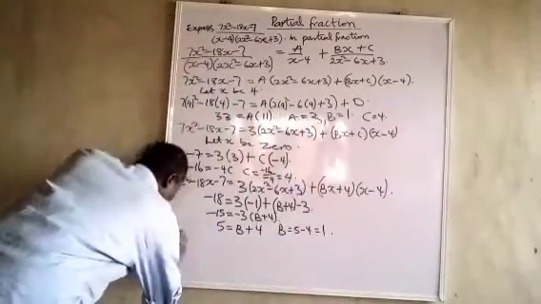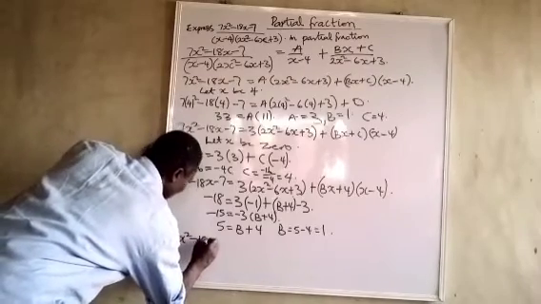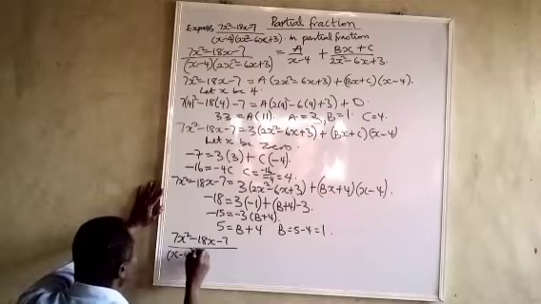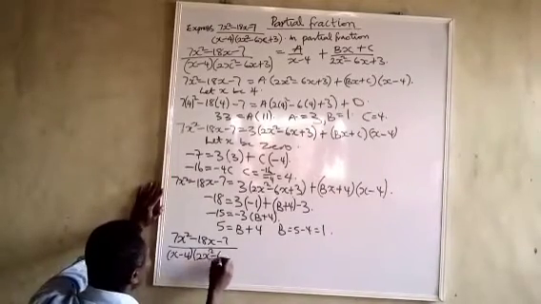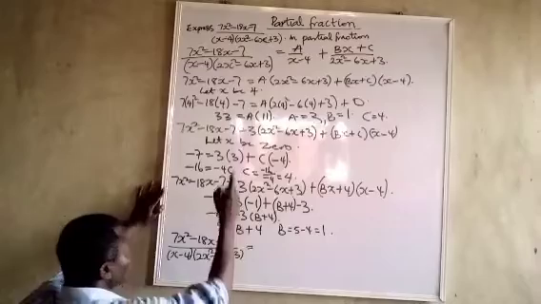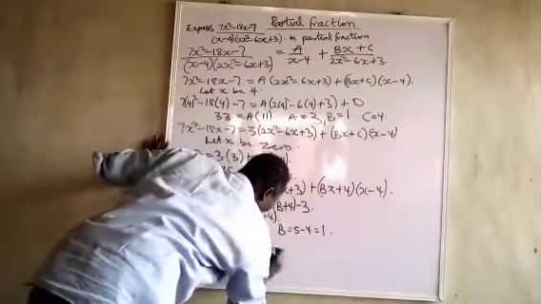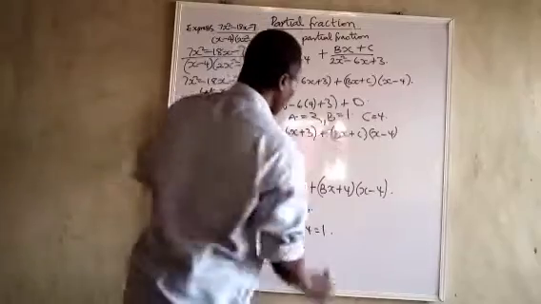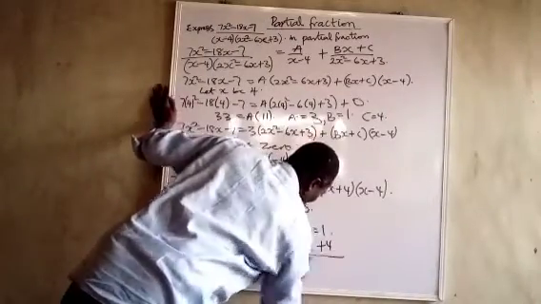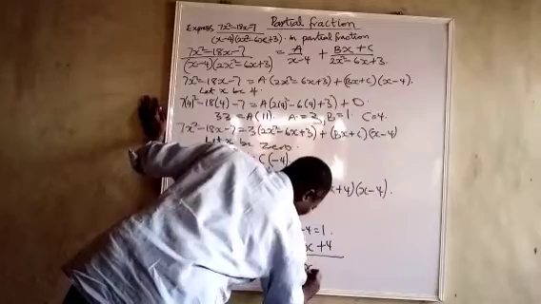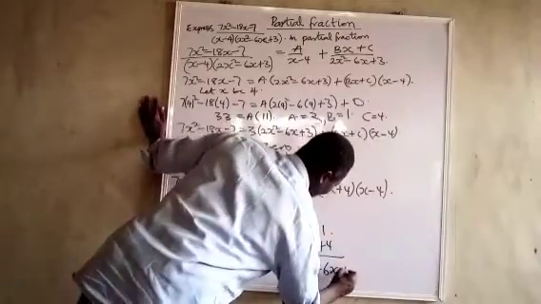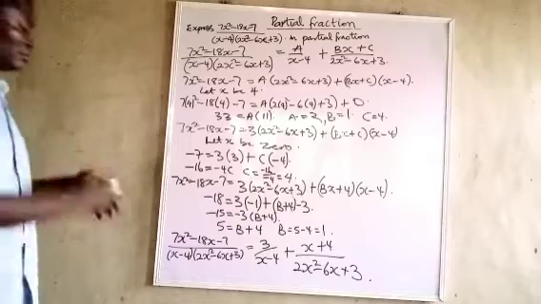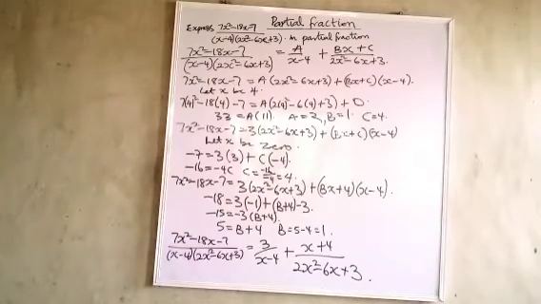Therefore, the expression 7x squared minus 18x minus 7 divided by x minus 4 into 2x squared minus 6x plus 3 will be equal to, what is my a? 3 over x minus 4. What's my b? 1. C is 4. So I have x plus 4 over 2x squared minus 6x plus 3. So you can see the simple way out of doing it. I told you, you can also do the expansion and then equate the coefficients.